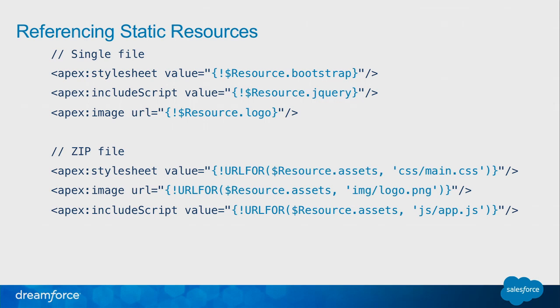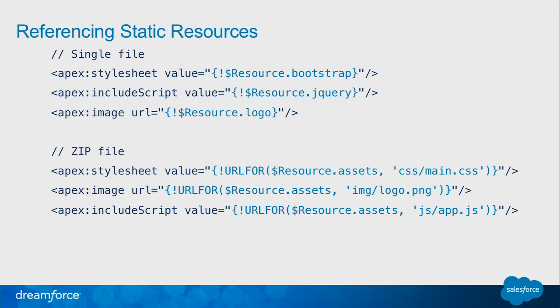And then that will pull that back, and it will include the script. It will generate a script tag or a CSS style sheet tag or whatever you need, or an image tag. If you've uploaded an archive, a zip file or a jar, which is a nice way to consolidate all your resources into one thing, then you need to use a slightly more complex syntax and make use of URLFOR. URLFOR basically says, get me the URL for this asset, for this particular resource.